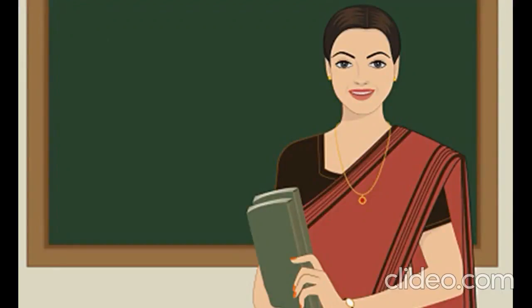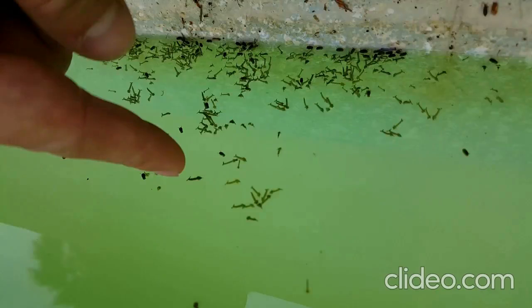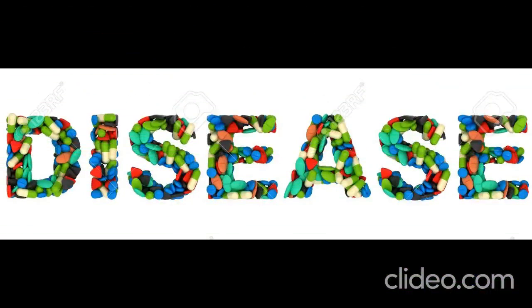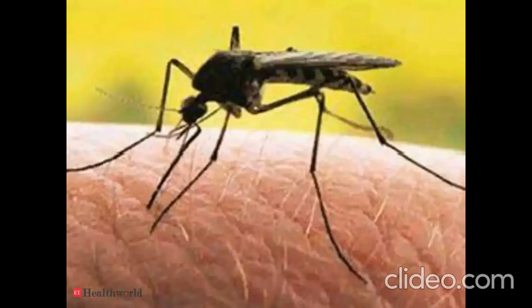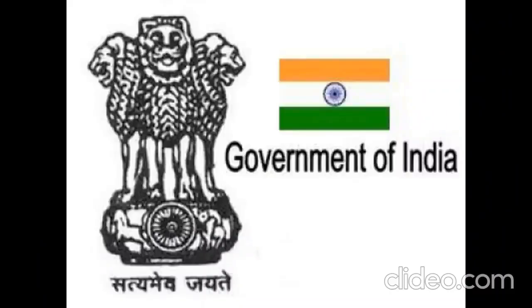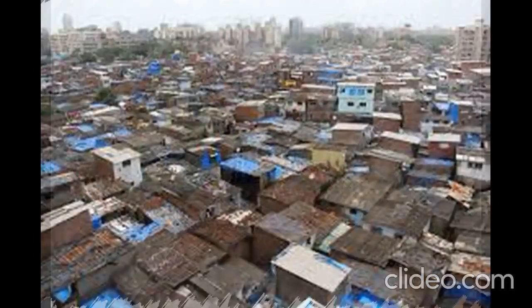And Slaters, can you all tell me what happens when we have stagnant water and garbage around our homes? Correct. It becomes the breeding ground of mosquitoes and flies. These disease-causing insects further lead to lots of diseases in people who stay in slums. In recent times, the government has proposed various schemes which include provision of homes to people living in the slums.